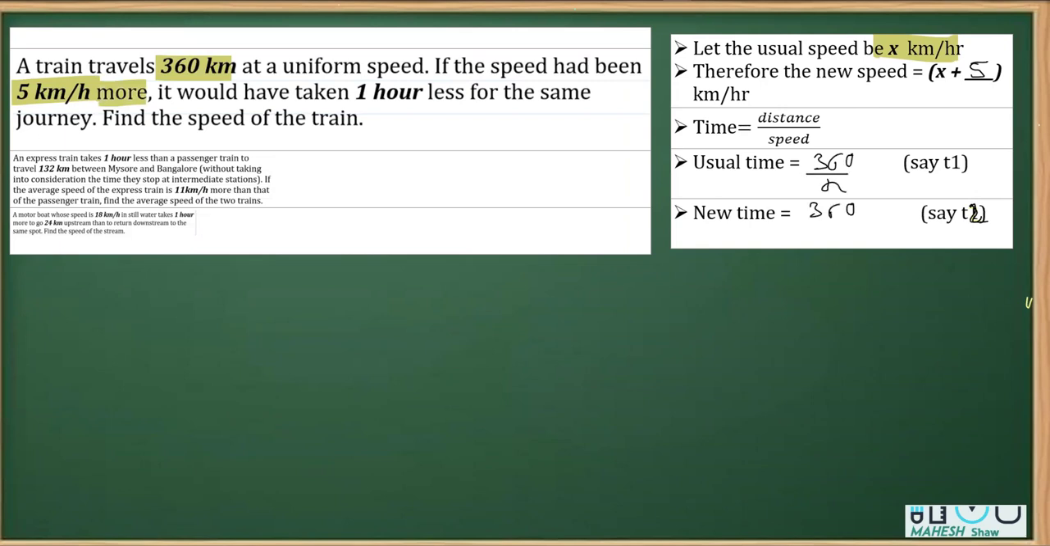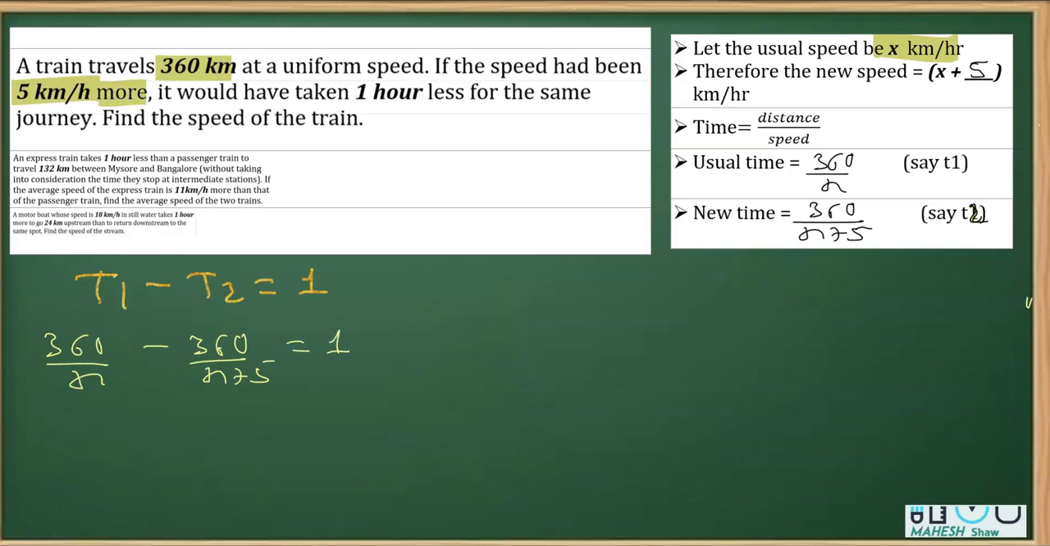In the second case, distance remains the same. The speed is x plus 5. Now, you will figure out that this time, that is T1, is greater than T2. Reason being, if you cover the same distance, the smaller the speed, the longer the time it takes. So I can say from here that T1 minus T2 is equal to the difference in time, which is 1 hour here. Now I can replace T1 with its value, that is 360 over x, minus the other, which is 360 over x plus 5, and which is equal to the difference in time, that is 1 hour.